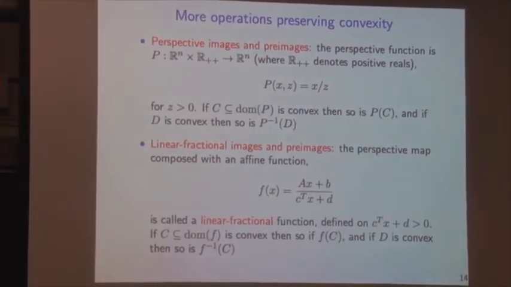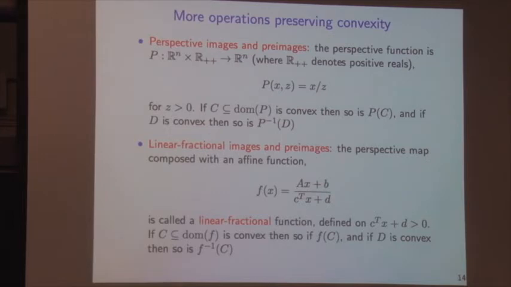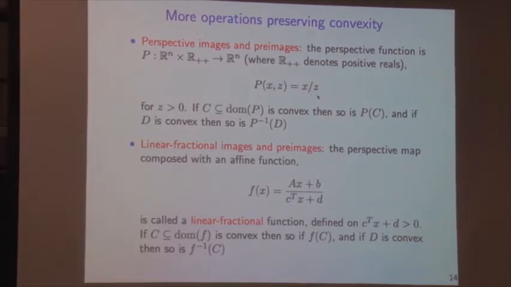Okay, here are two nice ones. We're probably not going to go through the example of this one, just for the sake of time, but go through it on your own. Perspective images and pre-images are also convex. The perspective function takes two arguments, a vector and a scalar, and the scalar has to be strictly positive. R++ means positive reals. It takes the first vector, x, and divides it component-wise by z.